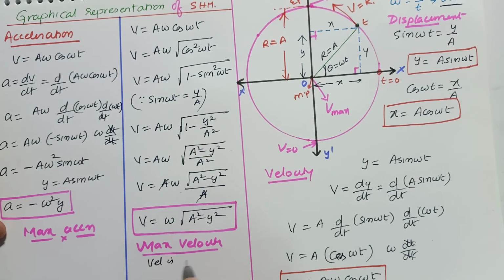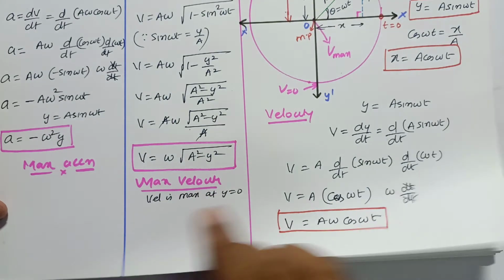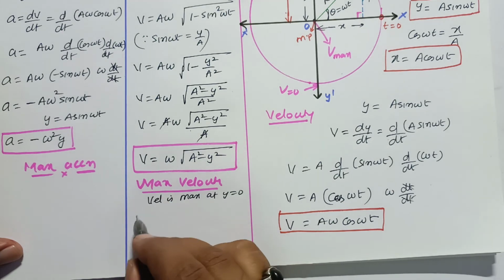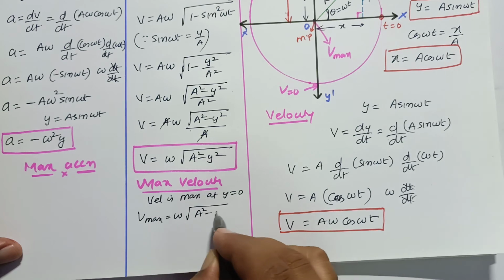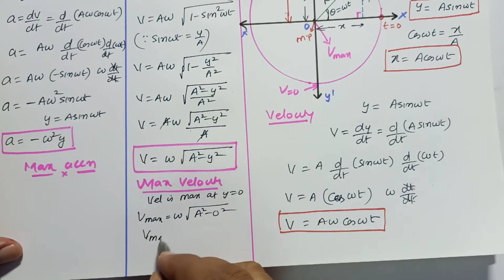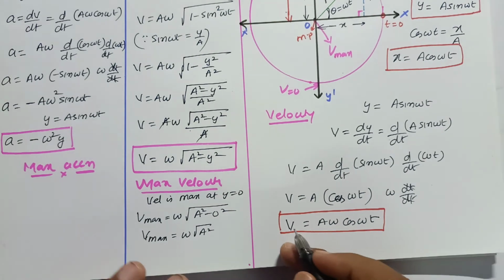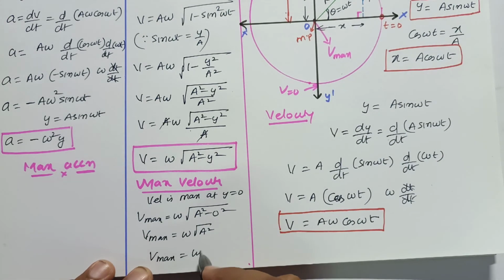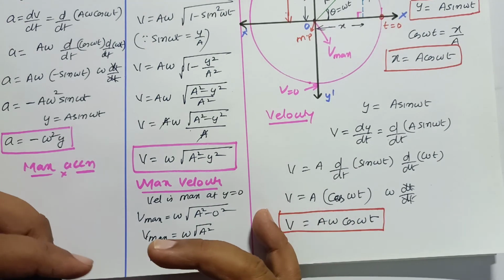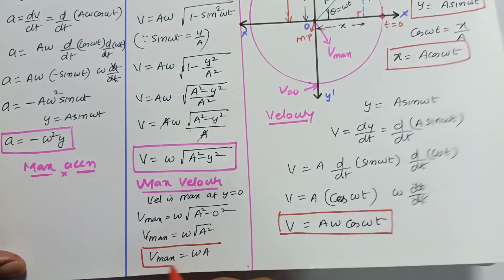Velocity is maximum at displacement is equal to 0. So therefore v can be taken as v maximum is equal to omega root of a square minus 0 square. Square and root gets cancelled. Therefore the formula for velocity maximum is omega into a. This is the formula for velocity maximum.